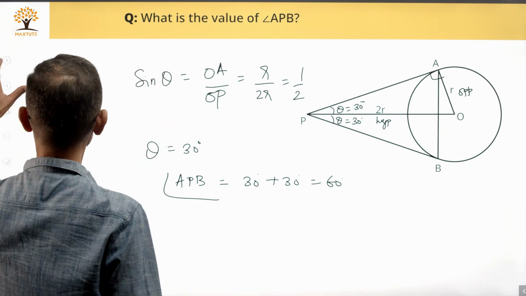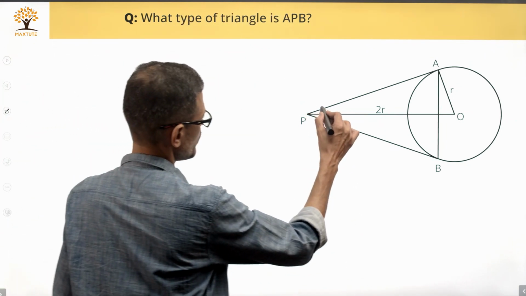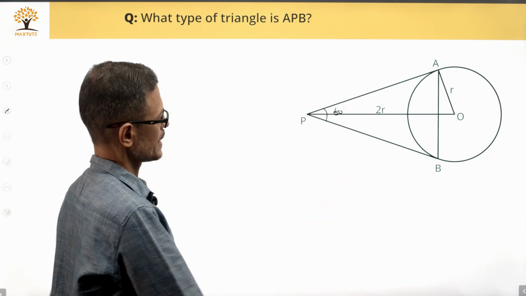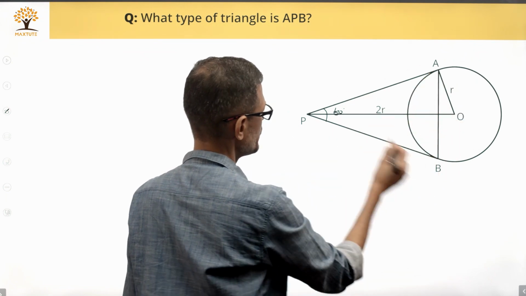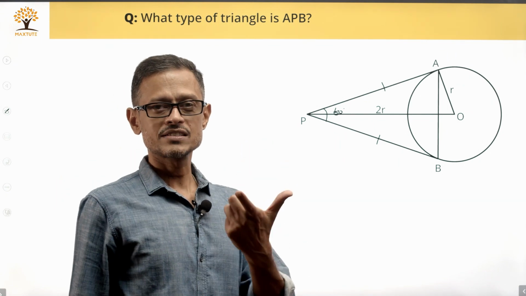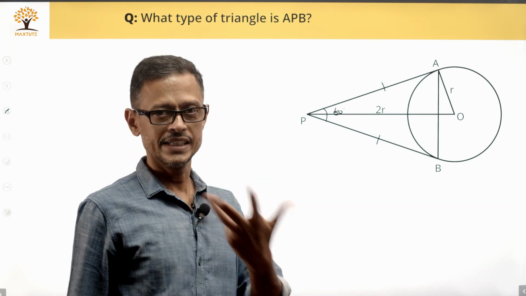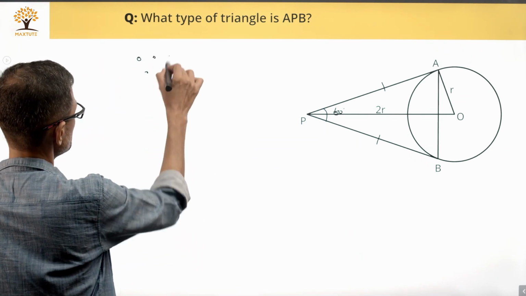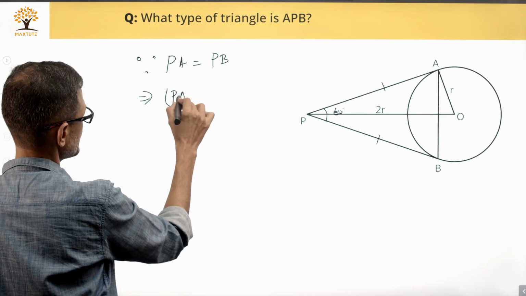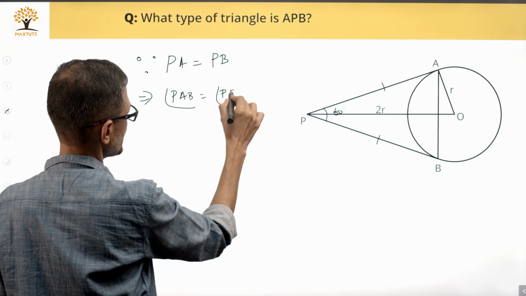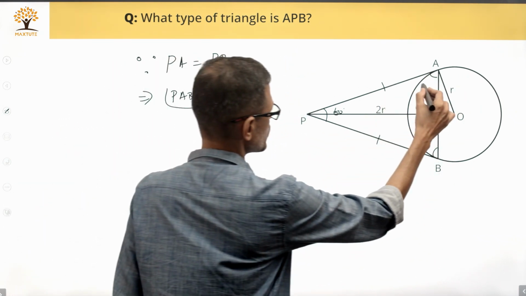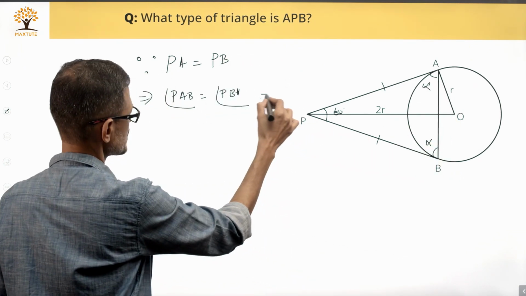Part 2, we'll have to find out what kind of a triangle APB is. We found this angle to be equal to 60 degrees. Now, we established these two triangles, triangle OAP and triangle OBP, to be congruent triangles, which means PA is equal to PB. We otherwise also know that from an external point, we can draw two tangents, and both these tangents are equal in length. Because PA is equal to PB, it's evident that angle PAB is equal to angle PBA. Both these angles are equal. So we'll call this angle alpha, and this is also alpha.